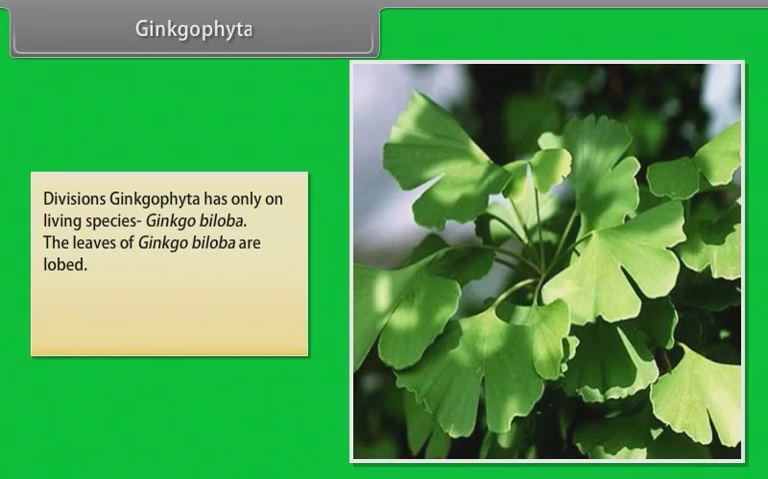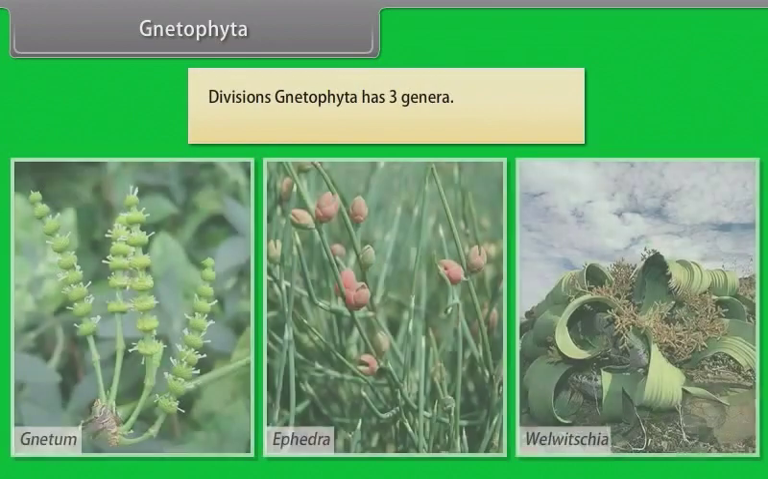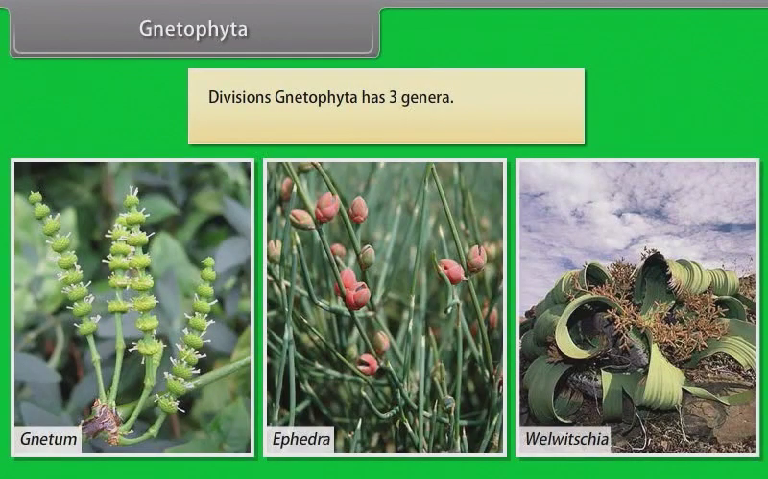Ginkgophyta. Division Ginkgophyta has only one living species, Ginkgo biloba. The leaves of Ginkgo biloba are lobed. Ginkgos have separate male and female trees. Gnetophyta. Division Gnetophyta has three genera: Gnetum, Ephedra, Welwitschia.